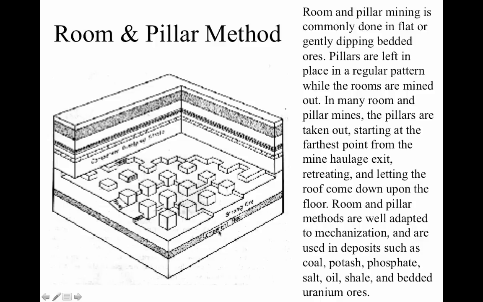So another shot of the room and pillar method, cutaway here. And you can see that when this was mined, they left a bunch of these columns in place. And what's not shown is the ceiling inside there that those columns would be holding up. And this is done in flat or gently dipping bedded ores, so they leave the pillars in place in a regular pattern as they remove the ore or whatever mineral they're taking out of there.